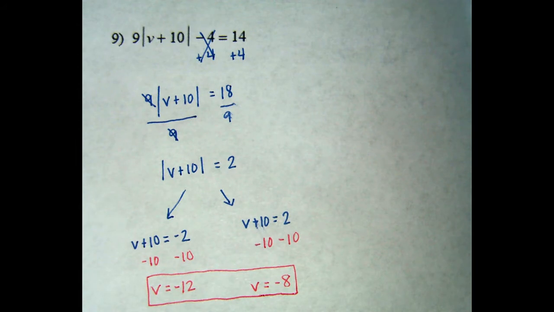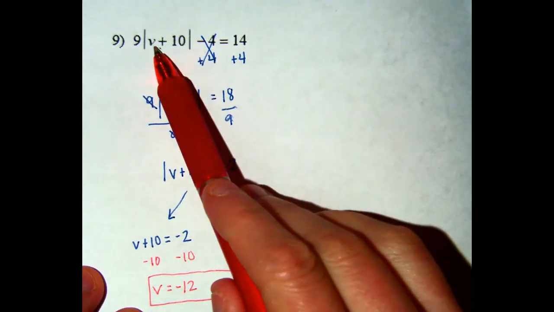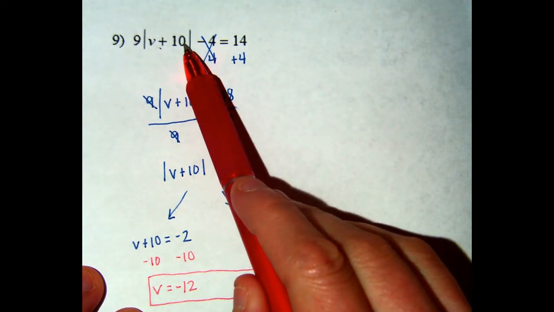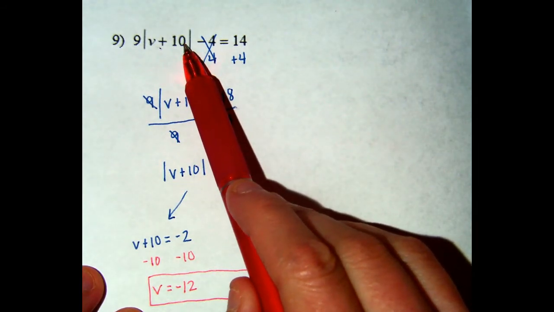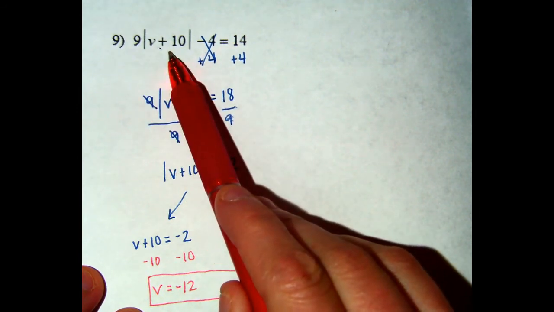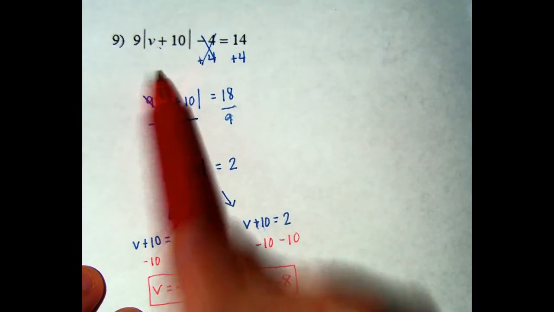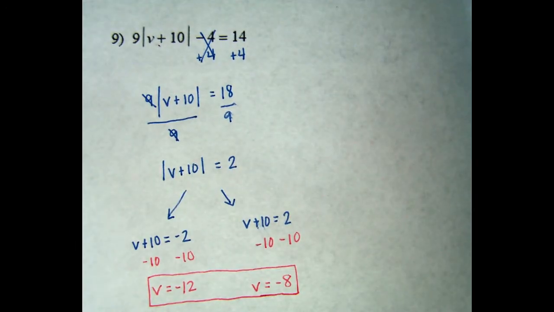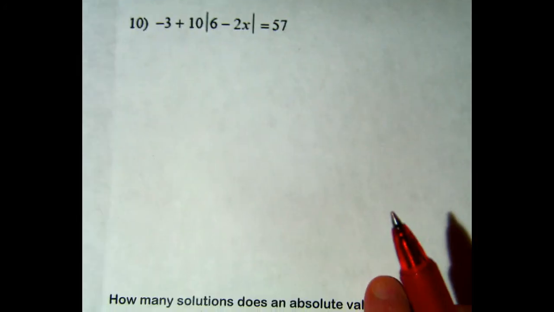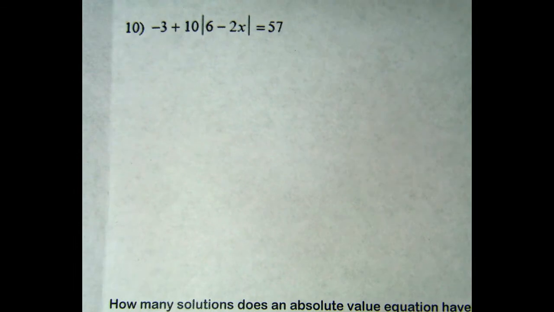Just so you know, remember you can always go and plug these back in to make sure they work. So negative 12 plus 10 is negative 2. The absolute value of negative 2 is 2. 9 times 2 is 18. Minus 4 is 14. So it's a good idea to be able to plug these back in and make sure they work. Last problem that we're going to do for these is number 10.